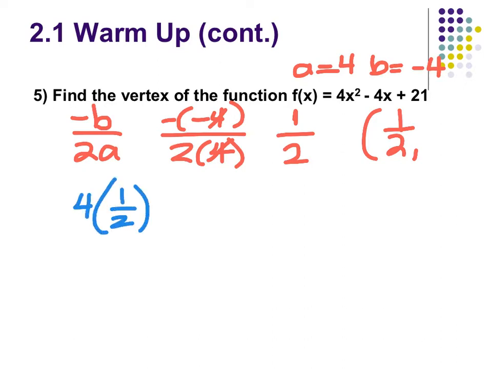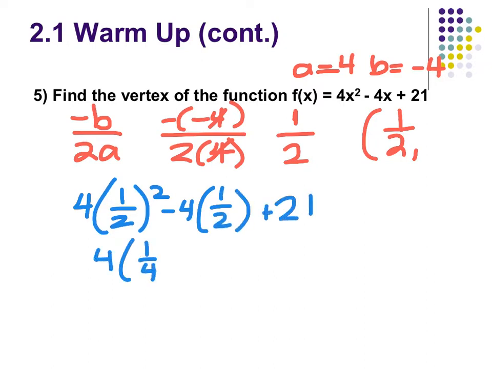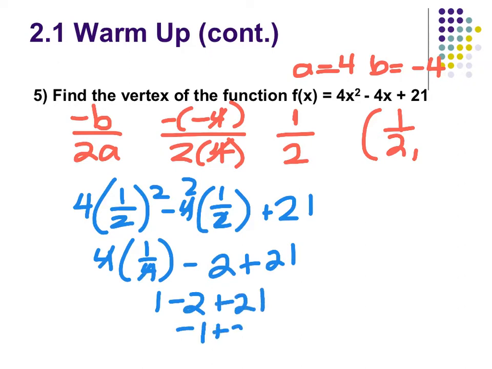So 1/2 squared minus 4 times 1/2 plus 21. 4 times 1/4 minus, this is 2 plus 21. This is 1 minus 2 plus 21, negative 1 plus 21, which is 20. So that's one way to do it.